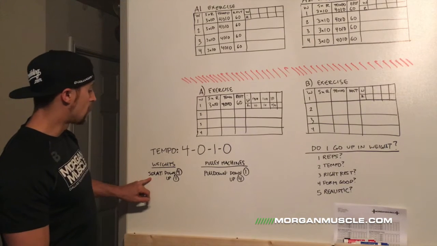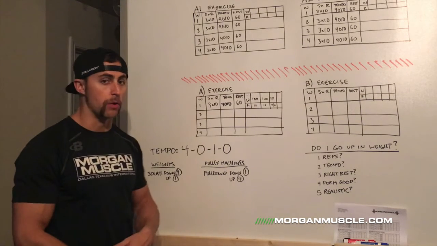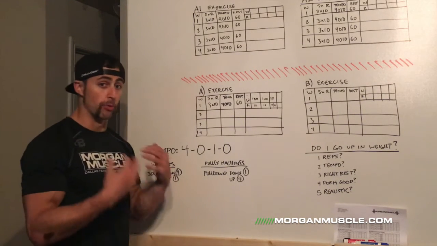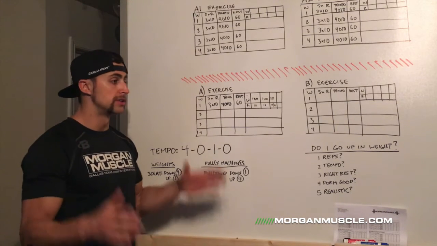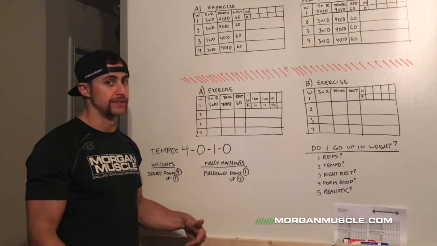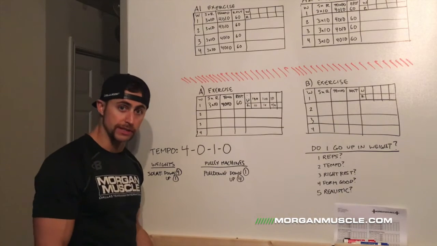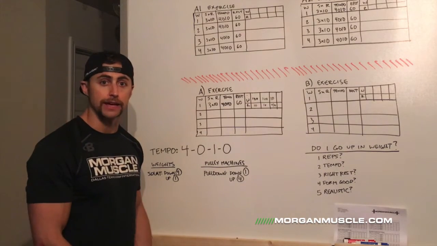So we got here a squat. If you got a 4-0-1-0 tempo on a squat, that means you're gonna take 4 seconds to go down to the floor. So the weight goes down to the earth in 4 seconds. 1, 2, 3, 4, till you get to the bottom, then you're gonna stand up in 1 second.